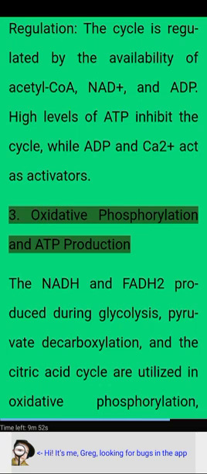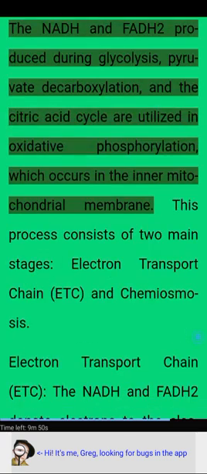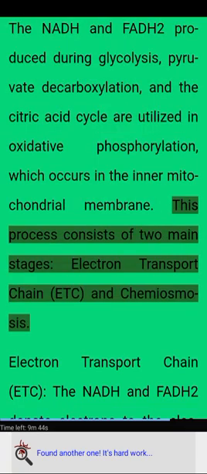3. Oxidative phosphorylation and ATP production. The NADH and FADH2 produced during glycolysis, pyruvate decarboxylation, and the citric acid cycle are utilized in oxidative phosphorylation, which occurs in the inner mitochondrial membrane. This process consists of 2 main stages: the electron transport chain (ETC) and chemiosmosis.